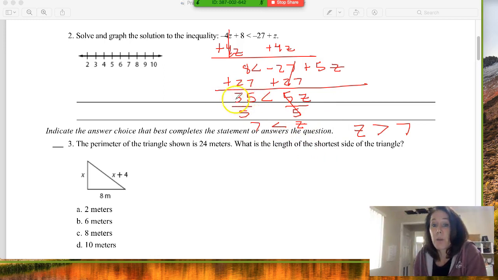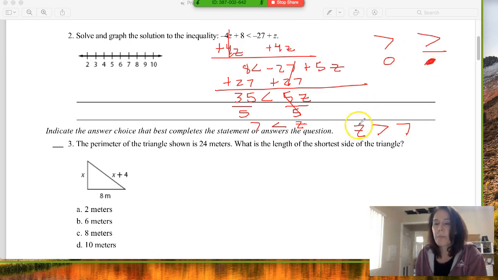It's kind of similar to when I divide by a negative. I have to flip that inequality, okay? So if I flip these sides, I have to flip the inequality also. So let's go ahead and graph this. It's greater than, so I have an open circle. If it was greater than or equal to, I would have a closed dot, okay, including that number.